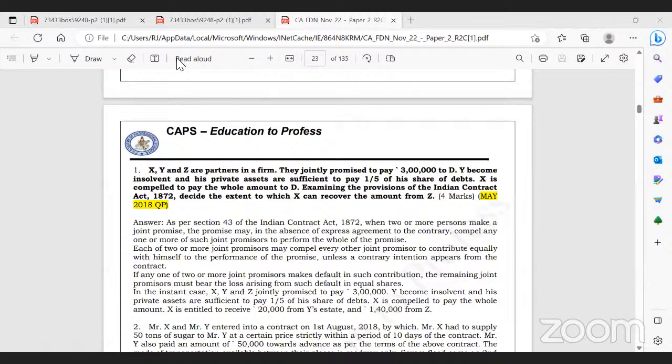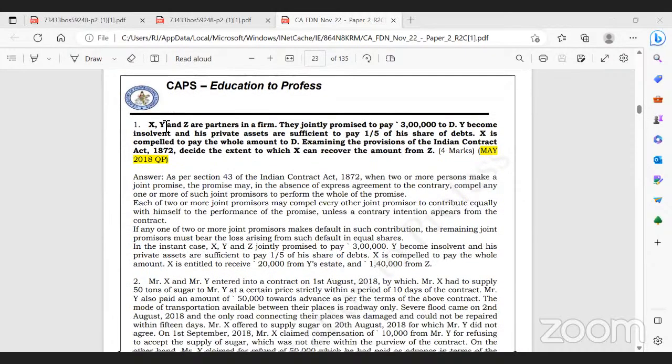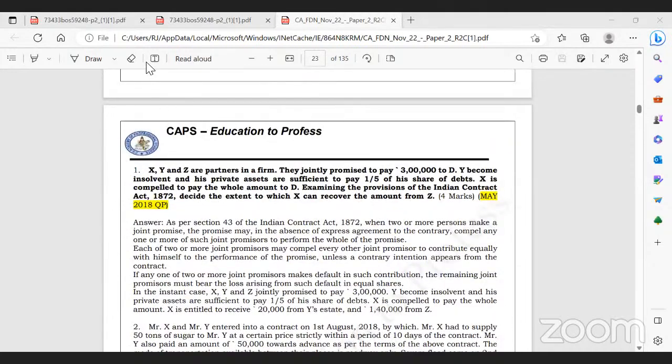X, Y, and Z are partners in a firm. They jointly promise to pay 3 lakh to D. Y becomes insolvent and his private assets are sufficient to pay 1/5 of his share of debt. Remember, who became insolvent? Y became insolvent. So he had to pay 1 lakh. He could recover only 1/5, meaning 20,000. The remaining 80,000 should be borne by both X and Z, 40,000 each. So the amount payable by X and Z will be 1,00,000. Understood or no? Yes, sir. 1/5 is recovered, 20,000. How much is the remaining? 3 lakhs minus 20,000.